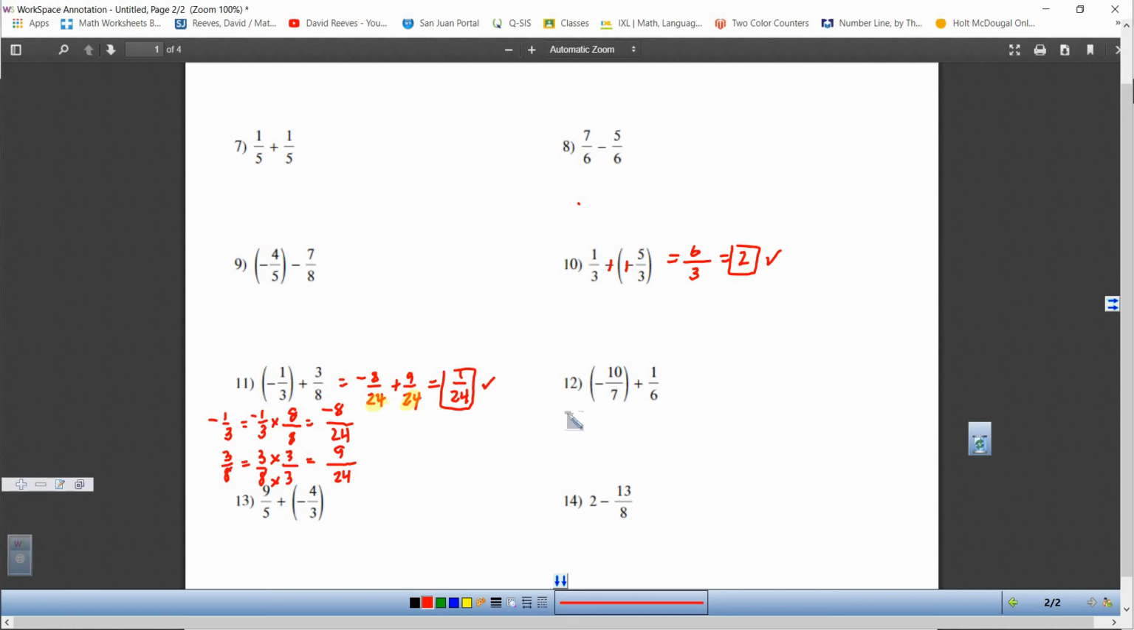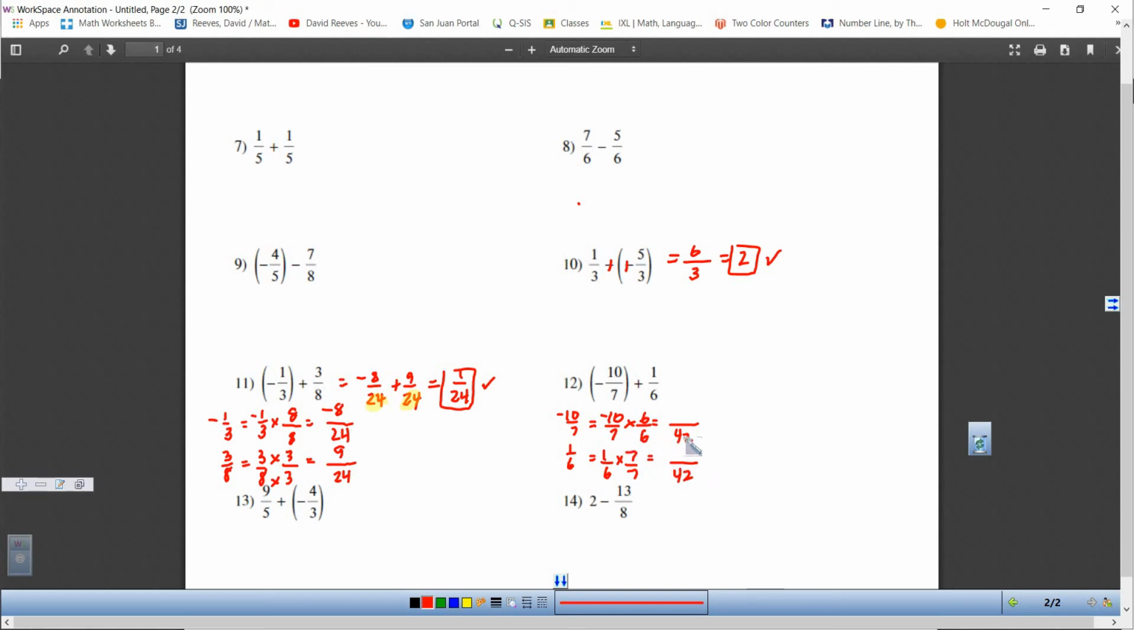All right, so let's take a look at number 12 here. Same idea. I've got a -10/7 and I have a positive 1/6. And I want to know what is a common denominator. What is my least common denominator? Again, it turns out for 7 and 6 that 42, or 7 times 6, is my least common denominator. So I'm going to take my fraction, and I'm going to multiply this one by 6/6, because 7 times 6 is 42. I'm going to multiply this one by 7/7, because 6 times 7 is 42.